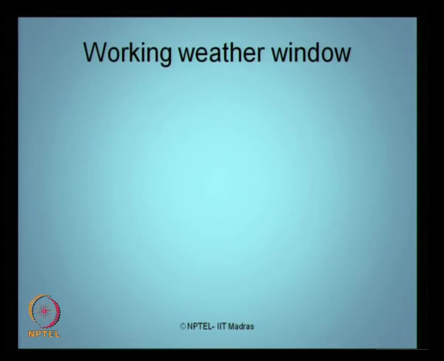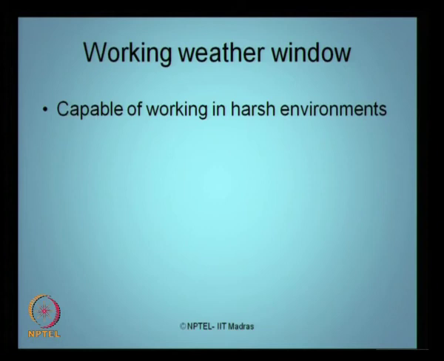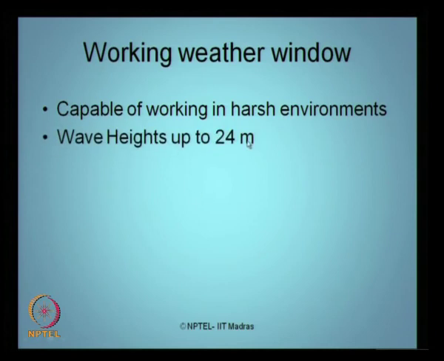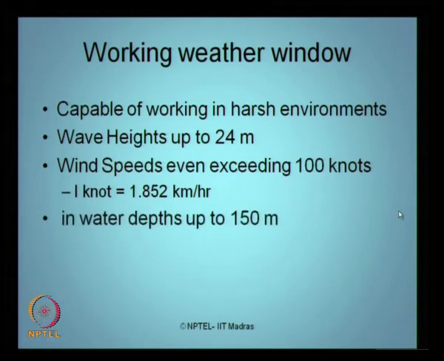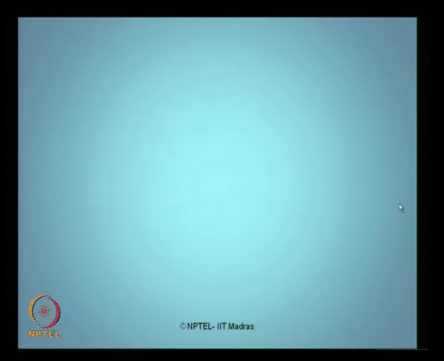Let us look at the working weather window at which a jack-up rig can successfully operate. Jack-up rigs, though they are capable of operating in harsh environments, can work up to wave heights of up to 24 meters. The wind speeds can even exceed 100 knots. For your information, 1 knot is approximately equal to 1.852 km an hour. So with 100 knots, you can see the wind speed at which these platforms can remain operational. Of course, the limitation is they cannot exceed a depth of about 150 to 170 meters, they are meant for shallow waters only.